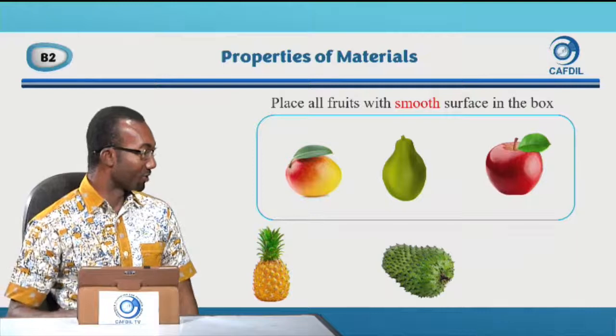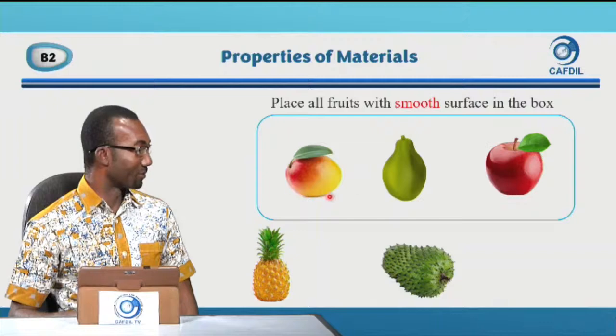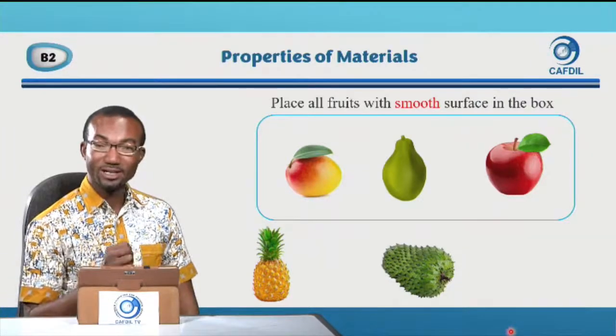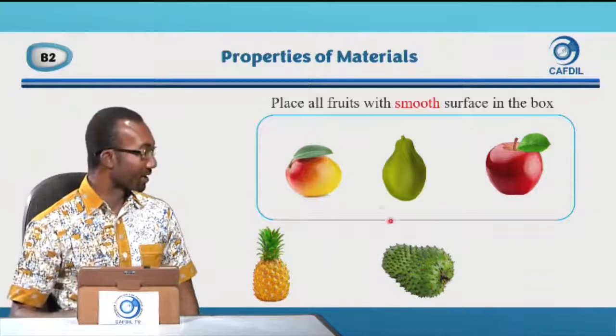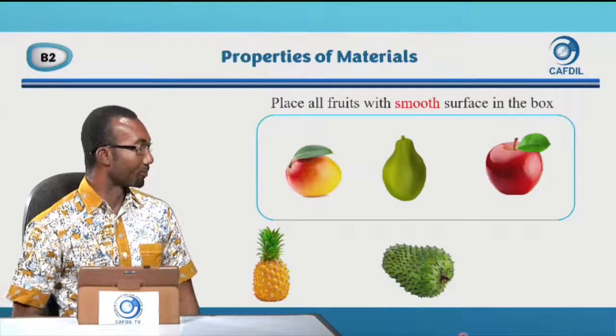So these two fruits, you see that their surfaces are very rough. So the smooth ones are what we placed inside this box. So there are some materials that have smooth surface like these fruits you have here, and some also have rough surfaces like these fruits down here.